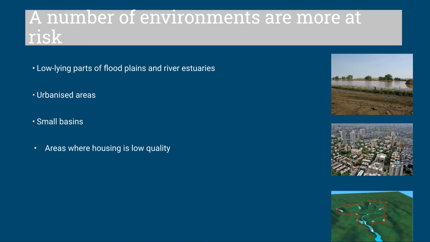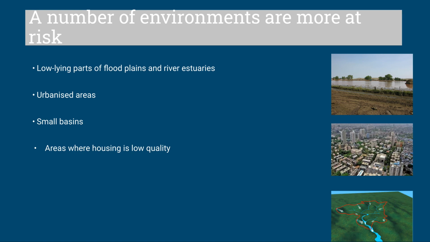So we look at different environments, so you can see that certain environments are more at risk of flooding, and that would be places that are low-lying anyway. So Bangladesh, for example, is a low-lying nation, and many people live on the coast. So Bangladesh is a country that is very prone to flooding.